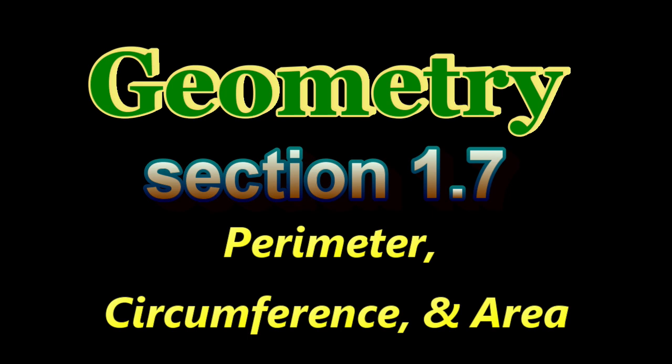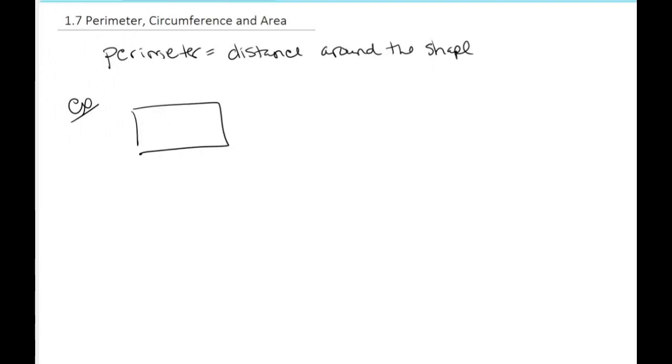All right, so perimeter is the distance around the shape. And for our purposes in this section, we're basically going to be dealing with rectangles. So if you have a rectangle and its width is 5 and its length is 12, we could find the perimeter. Because we know that opposite sides of a rectangle are congruent, we could fill in the appropriate numbers and then we could add them up.